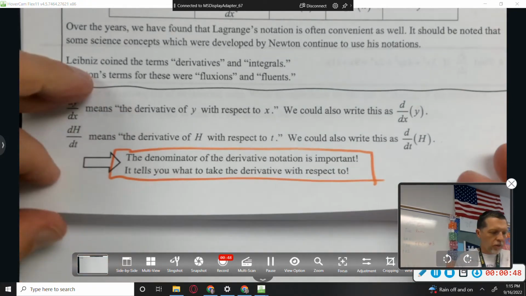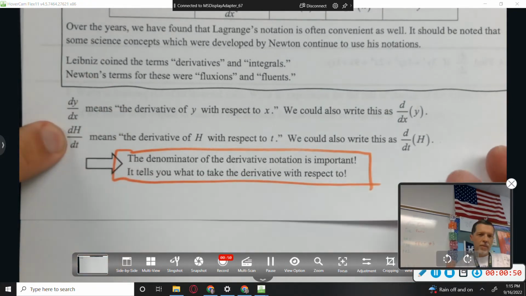So we're going to start doing derivatives with respect to time. How do things change with respect to time, as opposed to how do they change with respect to x?